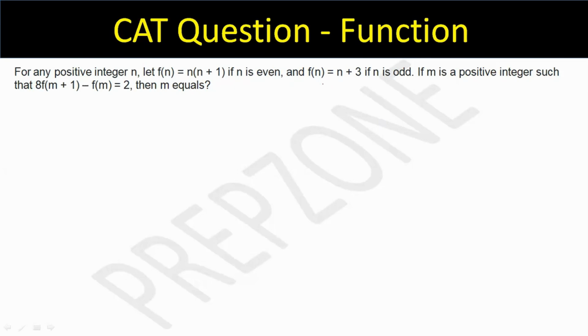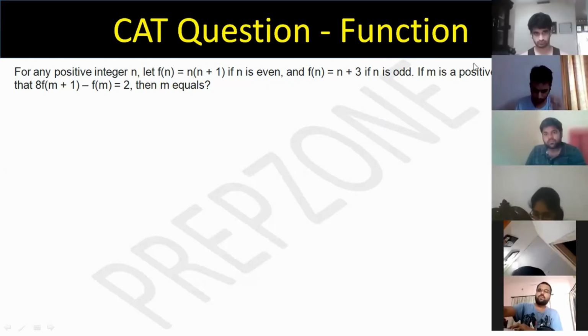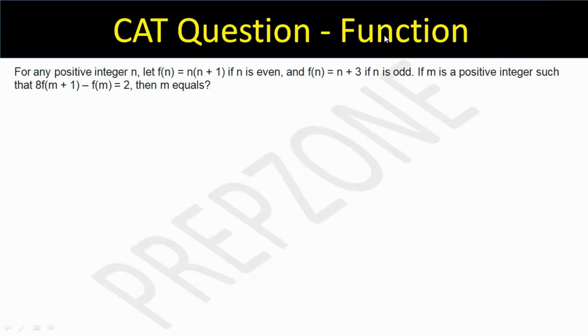So let's see. Again, when you're stuck in a question, just keep on assuming the function and move on. That's the thumb rule. So for any positive integer n, this is given. f(n) is equal to f(n plus 1) if n is even, and this is n plus 3 when n is odd. If m is a positive integer and this happens, then m equals. Nothing else is given to me in the question.